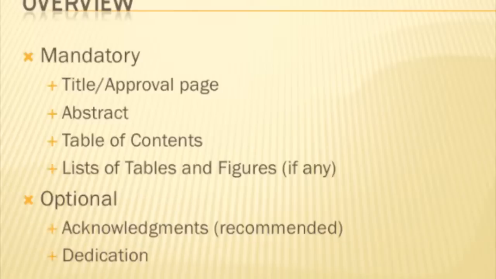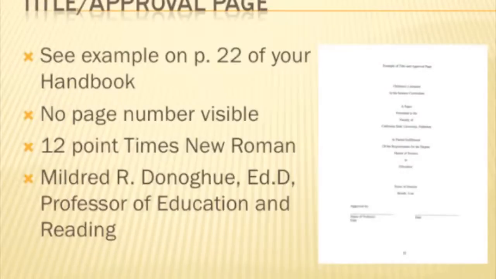There are two types of Frontis materials in your graduate project, mandatory and optional. Your mandatory materials are your title and approval page, your abstract, your table of contents, and your lists of tables and figures, if you have any. Your acknowledgments and dedication are optional, but I highly recommend that you include an acknowledgments page as a matter of professional courtesy.